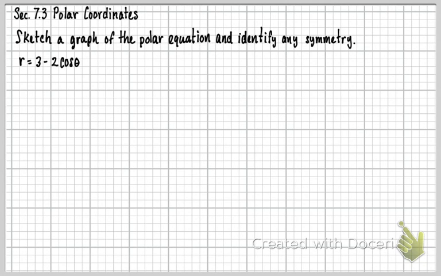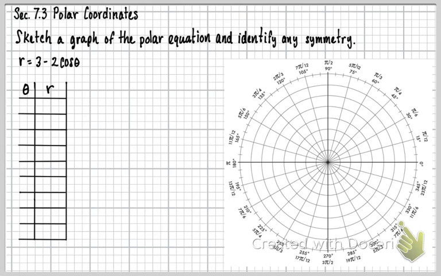So this problem says sketch a graph of the polar equation and identify any symmetry. So this is the equation we're going to graph. So the first thing we need is a grid, a polar grid, and we're also going to need an r theta table. And we could probably use two tables here.